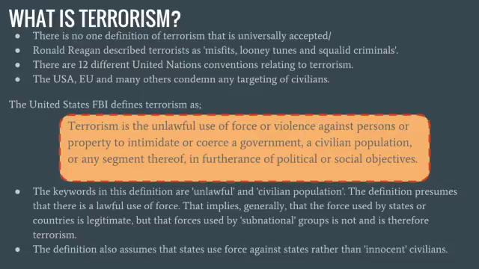The definition presumes there is a lawful use of force. That implies generally that the force used by states or countries is legitimate, but that forces used by subnational groups is not, and is therefore terrorism. The definition also assumes that states use force against states rather than innocent civilians.